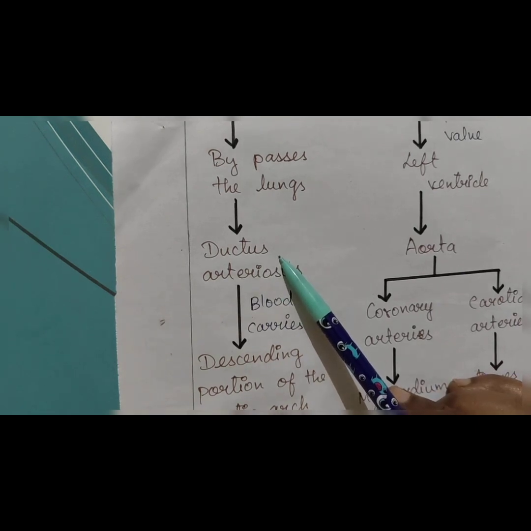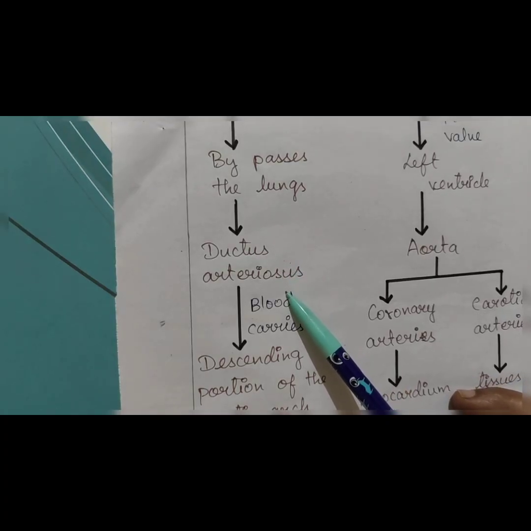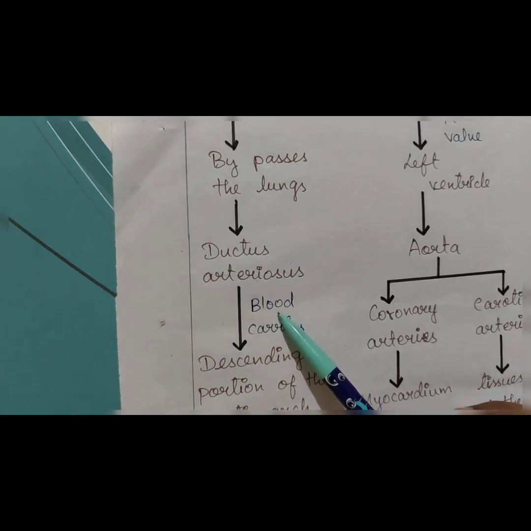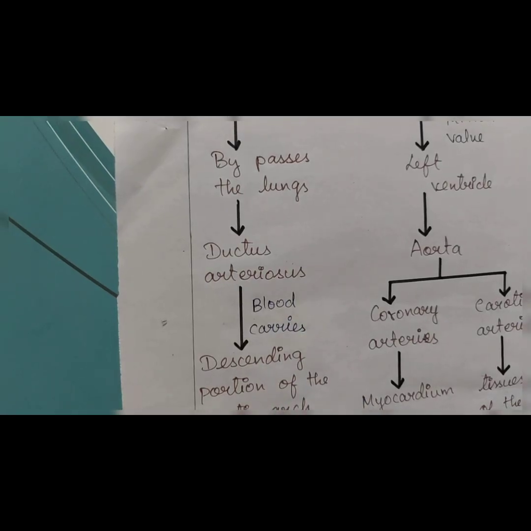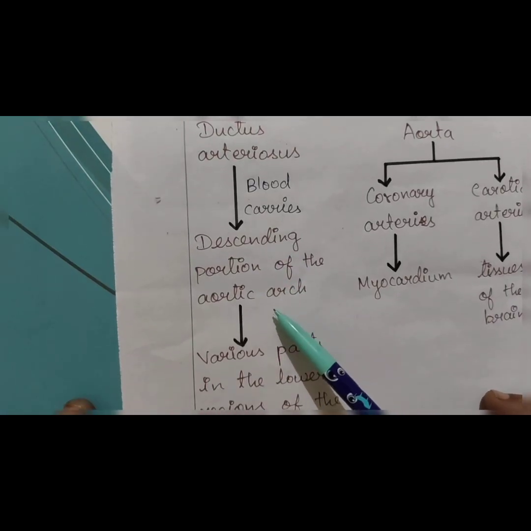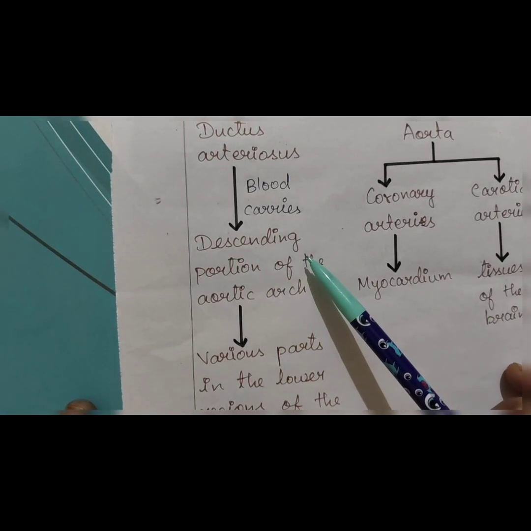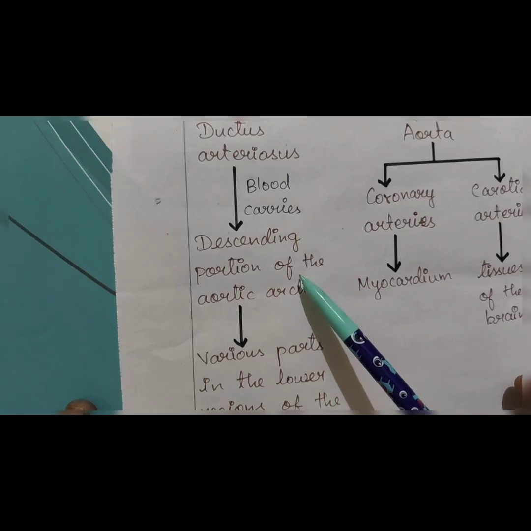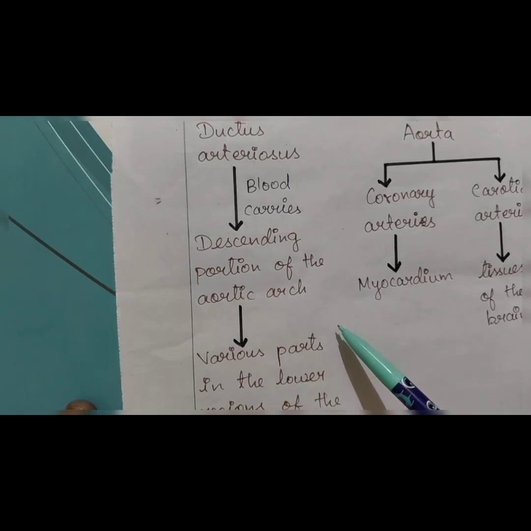I'll show the images of fetal circulation. The ductus arteriosus carries the blood, and it enters the descending portion of the aortic arch. Descending means it is coming down. Through the descending portion of the aortic arch, it reaches the body parts.